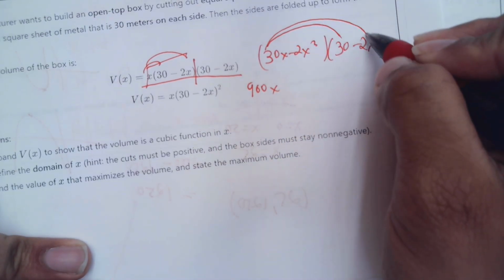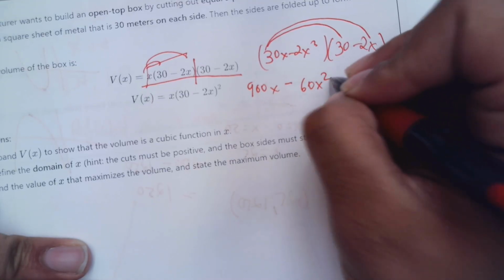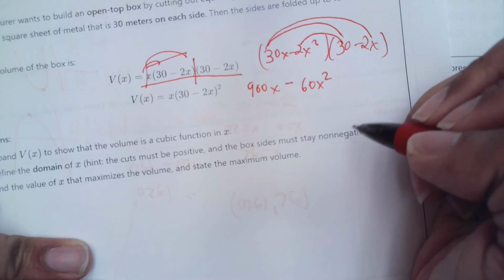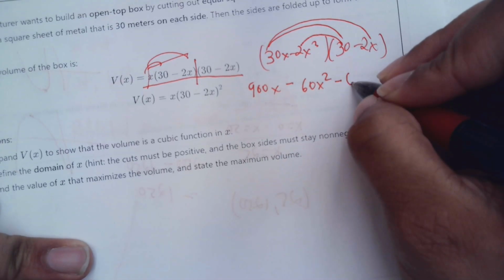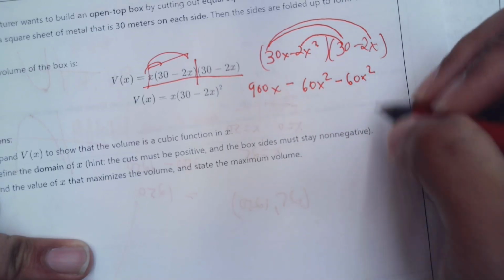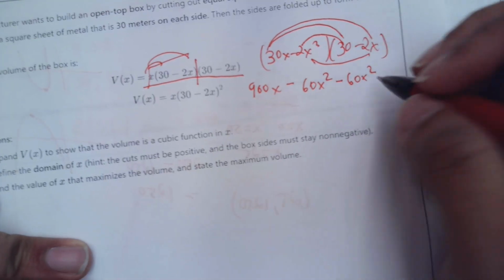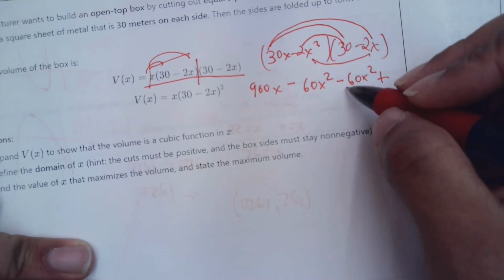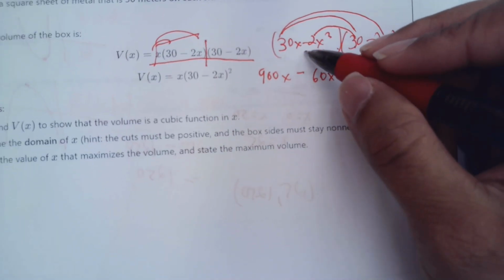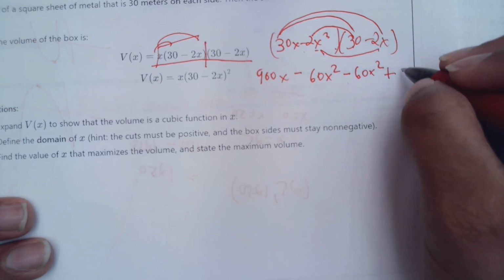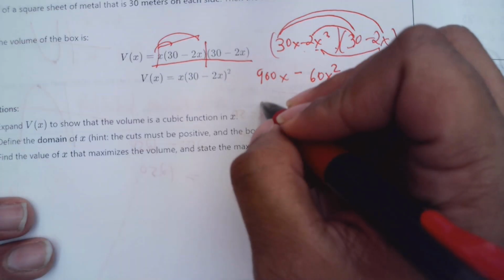30x minus 2x is negative 60x squared. Negative 2x squared times 30x is negative 60x squared. Negative 2x squared times negative 2x is positive 4x cubed. Simplify this again.